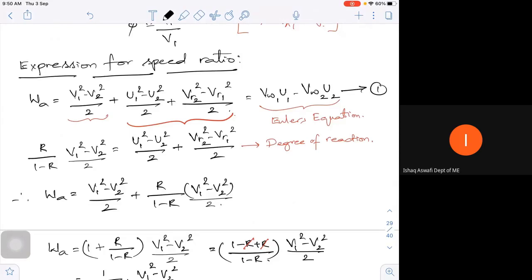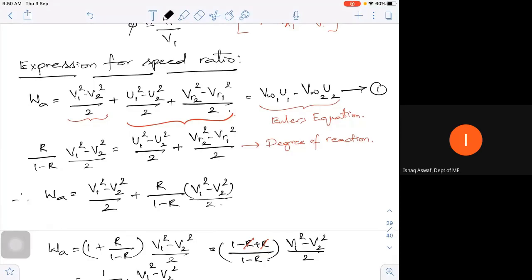Now, if I want to take the expression for speed ratio, I am going to take your actual work done expression in an alternate form. For your turbine, it is V1 square minus V2 square by 2 plus U1 square minus U2 square by 2 plus VR2 square minus VR1 square by 2. Or I can equate it to VW1 minus VW2 into U2.